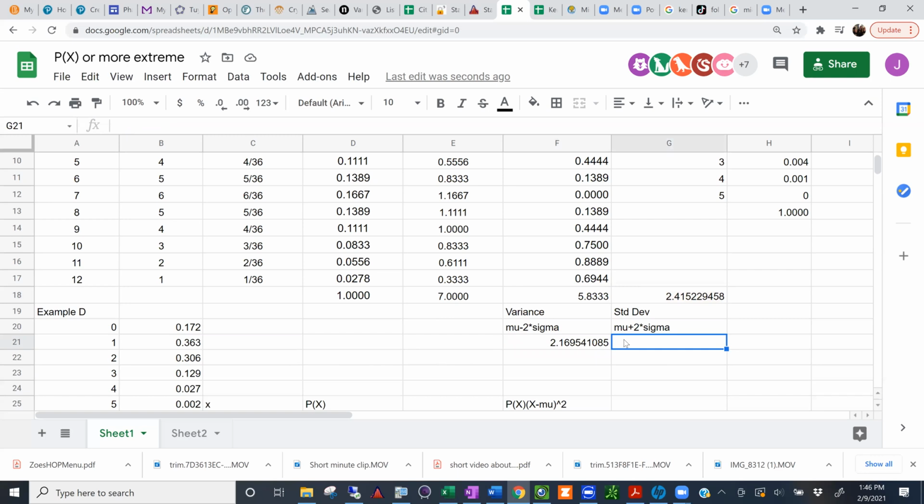Let's try it again over here. This time I'm going to do 7 plus 2 times sigma. In fact, this time I'm going to get even lazier. I'm not even going to bother to type in the number 7. I'm just going to say, oh, you know what? That's over here. So I'll click my 7 plus 2 times sigma. I should get 11 something is my guess. Okay.